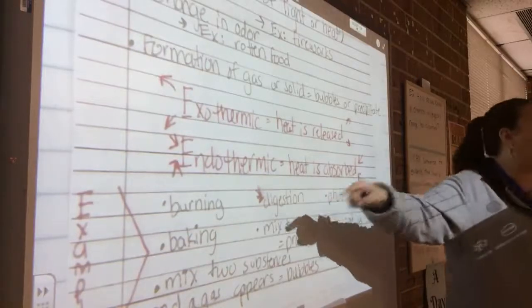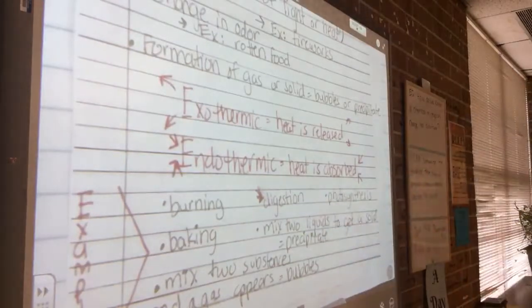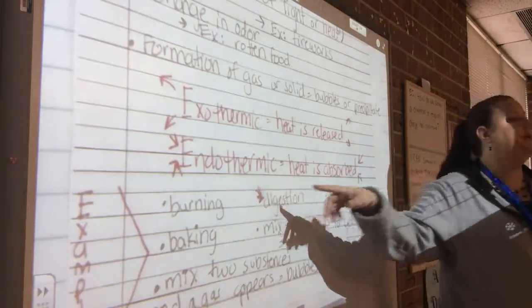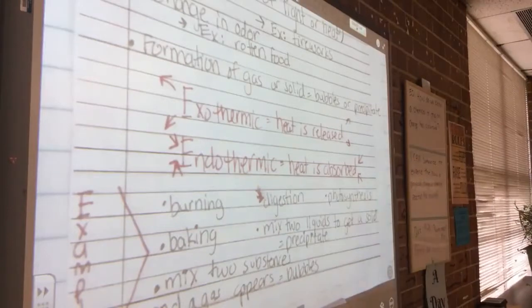So digestion is both chemical and physical. Physically, we break it down by chewing it. Chemically, we digest it in our stomach and intestines. So that's why I put that little star right there, because digestion is a chemical reaction once it hits the stomach. But before that, it's just physical.